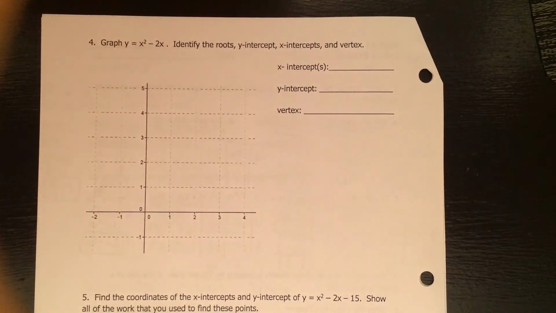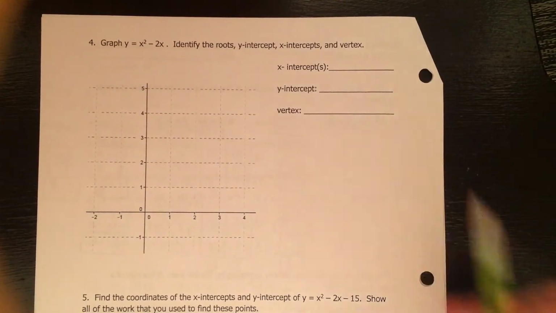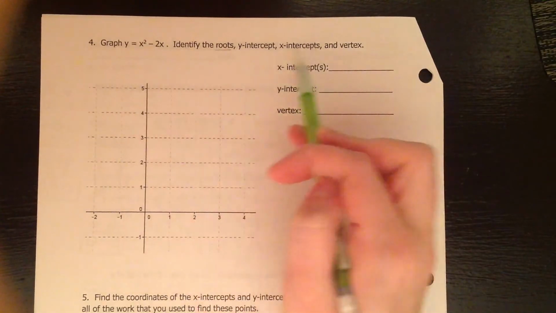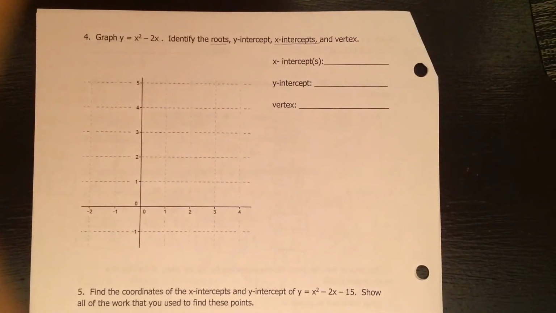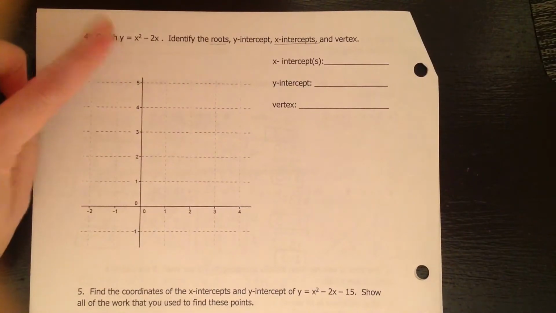This is problem number 4 from the Chapter 8 closure problems. Graph y equals x squared minus 2x. Identify the roots, y-intercept, x-intercepts, and vertex. Okay, so the roots and the x-intercepts are the same thing. So let's start out with x squared minus 2x.